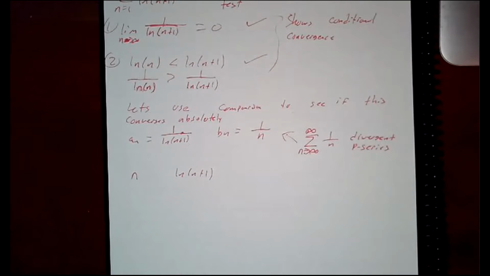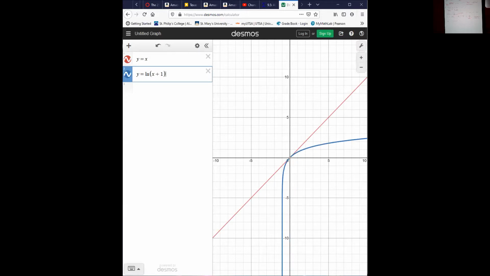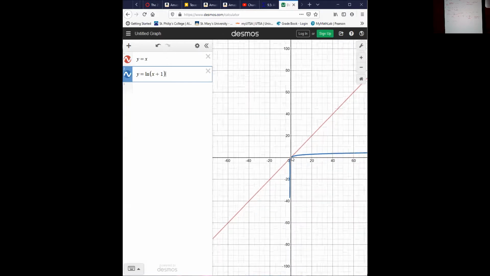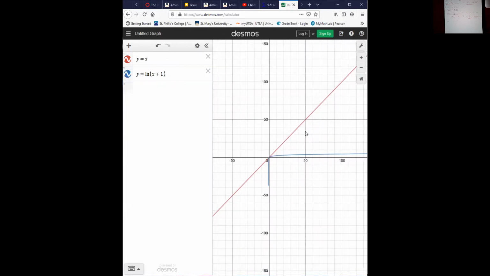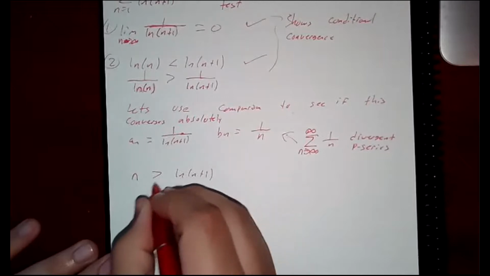Because we have to know what the functions look like. Let's see here. y equals x, y equals ln x plus 1. Which one grows faster? n, right? So the bigger one is this one, n.